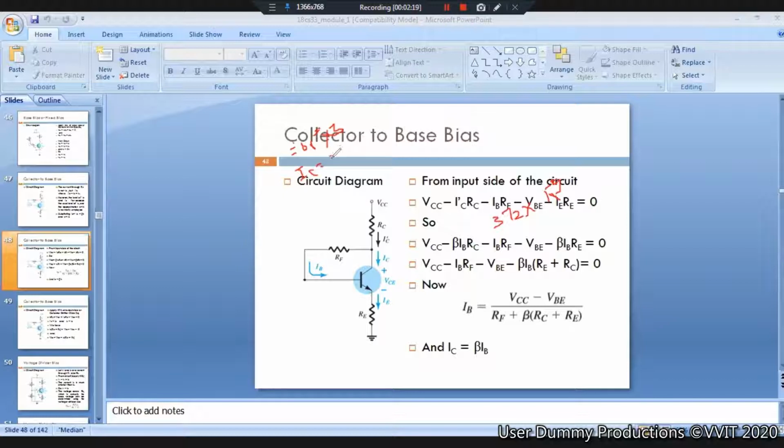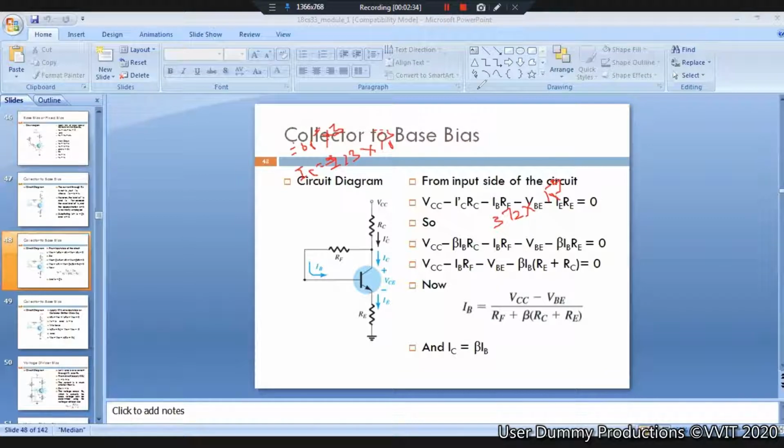How much you got, Amma? 2.23, sir. Okay. 2.23 into 10 to the power of minus 3. Okay. Now you have to find out the output. Correct? You have to find out the output.